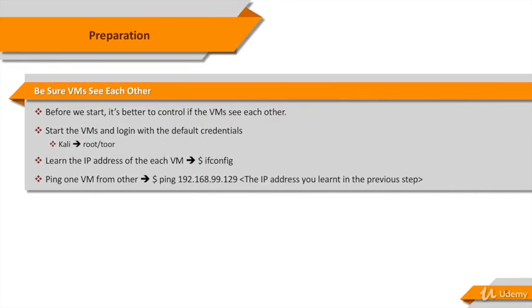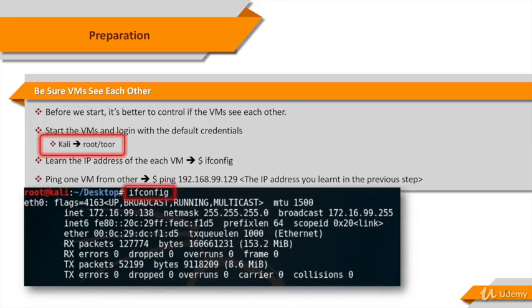Start the virtual machines and log into them. Now, if you didn't change the credentials before, you can log in to Kali with the default credential. The default credential of Kali is root as the username and toor as the password. That's T-O-O-R. First, let's learn the IP address of each machine. Because Kali is a Linux distribution, we can use the ifconfig command to learn its IP address. Open a terminal screen, type ifconfig, and press enter. The IP address which is seen in the eth0 interface is what we want.